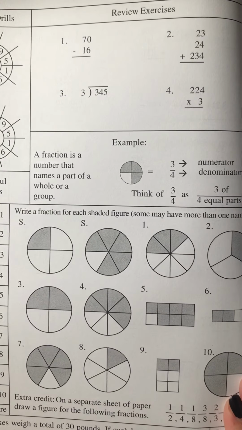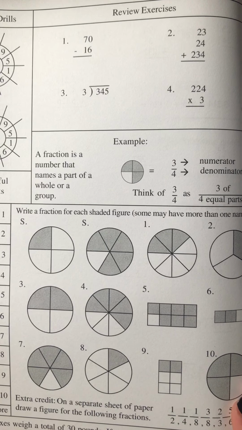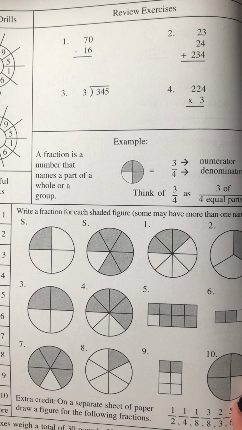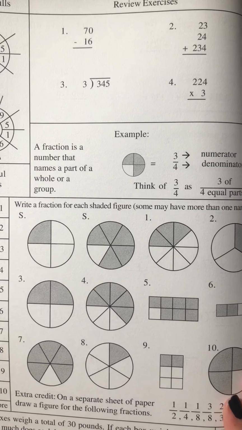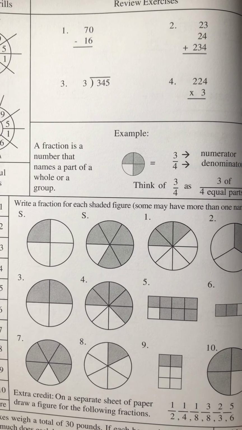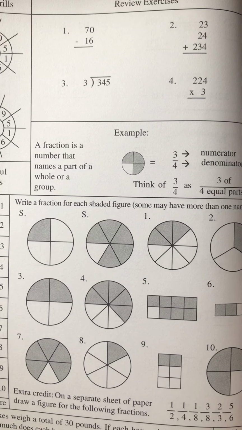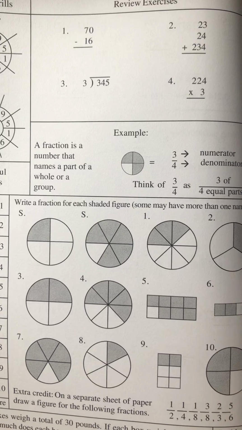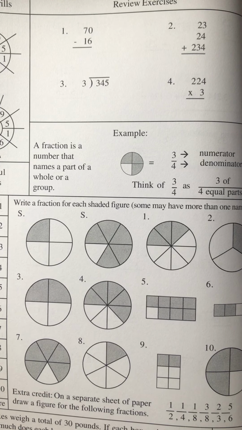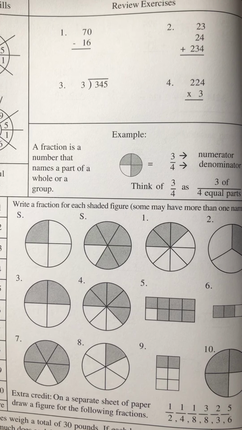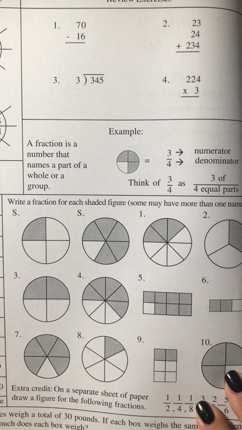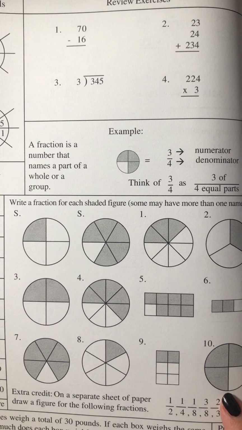For our directions, it says a fraction is a number that names a part of a whole or a group. The first thing that we're learning today is that a fraction means a part of a whole. It means one piece of something, one part of something. We're starting by looking at these shapes and which parts of them are filled. It says to write a fraction for each shaded figure.